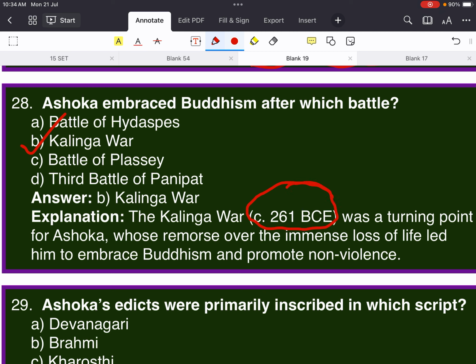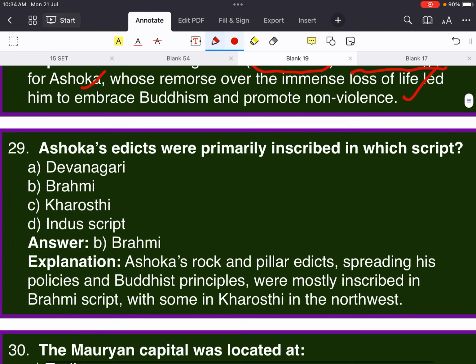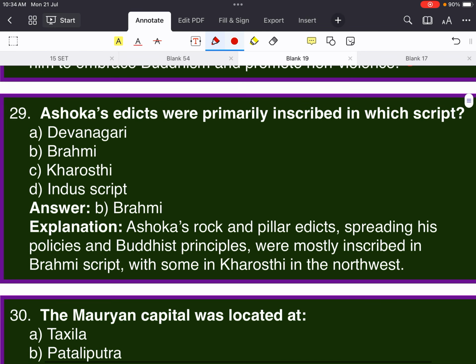which happened in 261 BC, was a turning point for Ashoka, whose remorse over the immense loss of life led him to embrace Buddhism and promote non-violence. Question number 29. Ashoka edicts were primarily inscribed in which script? That is Brahmi script. Option B.